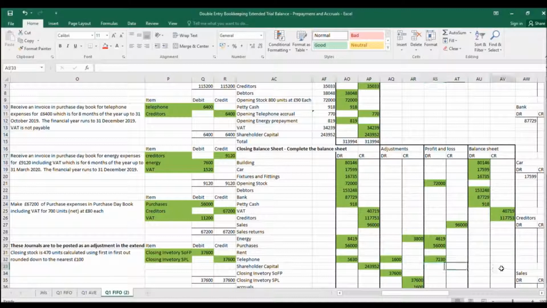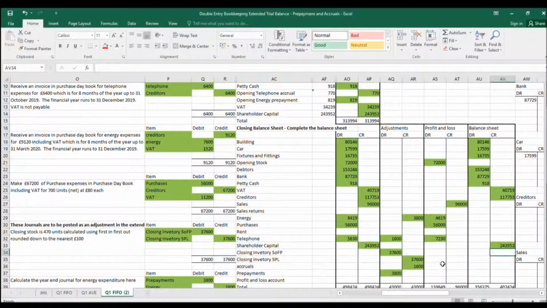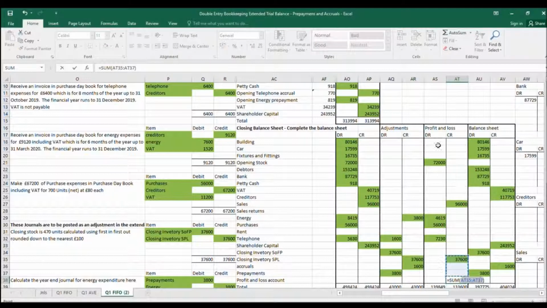There, we've got the shareholder capital, which is a balance sheet item. Our closing inventory in the statement of profit and loss is in the balance sheet there, and in the statement of the profit and loss account it is the credit there. The accruals is a balance sheet item. The prepayments is a balance sheet item. And then we've got our profit and loss account here. So which one's the bigger figure? 139,000 on the one hand. Okay, so we've made a loss. It's not very good, is it? Right, so we've made a loss.